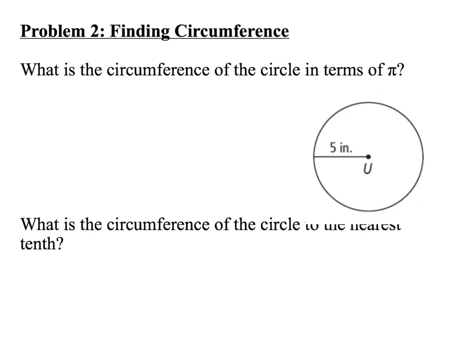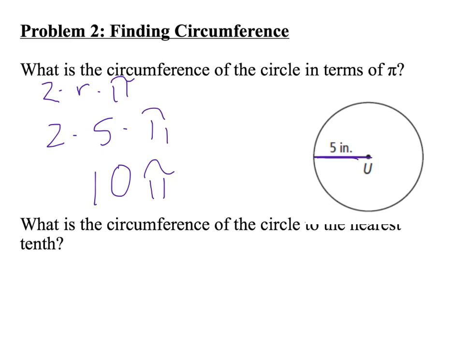For this next problem, it says, what is the circumference of a circle in terms of pi? And then it says to the nearest tenth. In terms of pi means we're going to leave our answer with pi in the answer. So circumference is 2 times radius times pi. All I have to really do is find out what r is. Here, half the distance across is r. So 2 times 5 times pi. This would be 10 pi, and my units would be inches. So what is that to the nearest tenth? If you put 10 times pi, that'd be 31.4 inches.